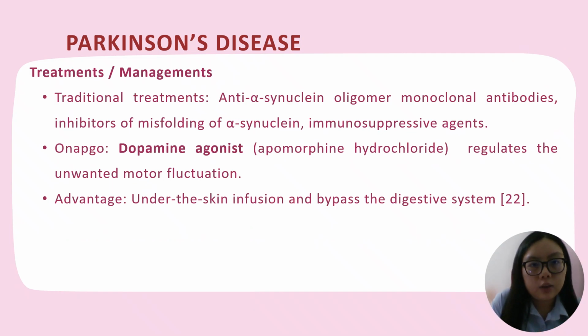At present, the traditional treatments are the anti-alpha-synuclein monoclonal antibodies, inhibitors of misfolding of alpha-synuclein, and immunosuppressive agents. Moreover, there is a dopamine agonist, which is an apomorphine hydrochloride that regulates the unwanted motor fluctuations. The advantage of this treatment is that it is an under the skin infusion and bypasses the digestive system.